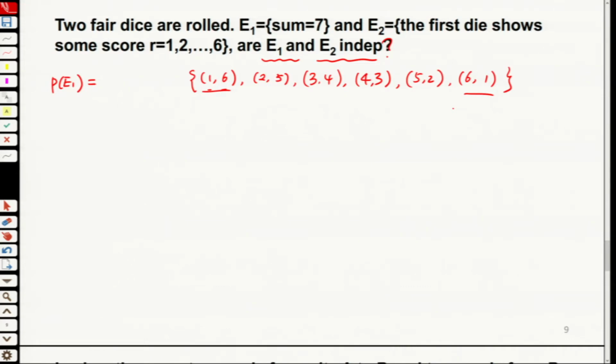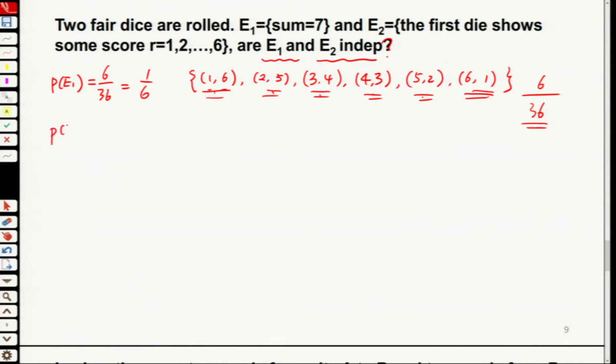But what is the total number of possible outcomes? That's 6 by 6, so you have 36 possible outcomes. And how many of these? So this is 1, 2, 3, 4, 5, 6, right? So you have 36 possible outcomes, and this is 6 out of 36. So what's the probability of E1, that the sum is 7? 6 over 36 equals 1 over 6.